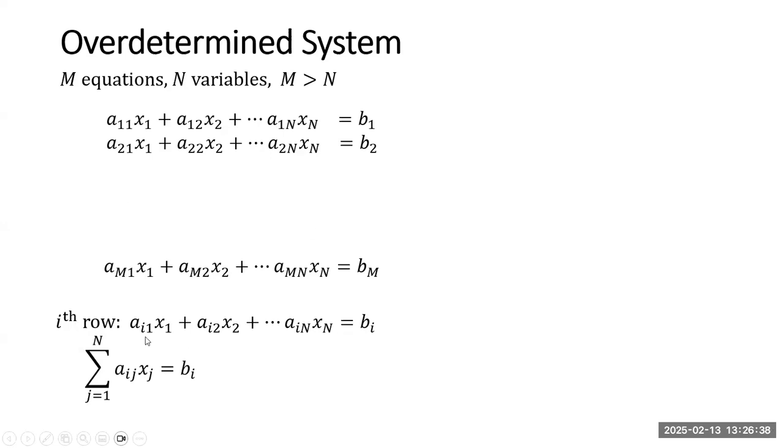The ith row in general would be this: a_i1 x1 plus a_i2 x2 plus dot dot dot until a_in xn equals b_i, or summation a_ij xj equals b_i. This is the ith row.